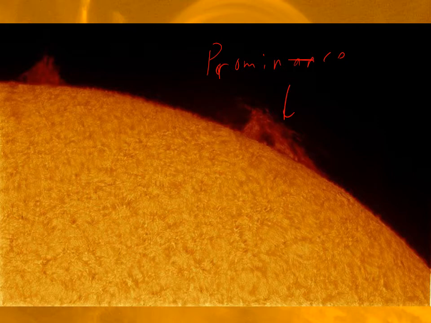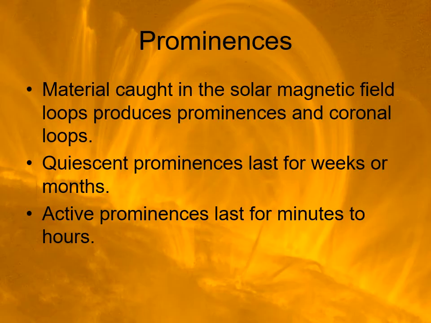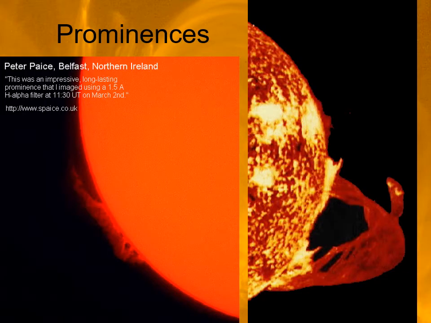And so that prominence looks like it's a big flame there, but there are different kinds of prominences. We have active prominences and quiescent prominences. The quiescent prominences will just hang there. Quiescent prominences can last for weeks and sometimes even months. Active prominences are much shorter. They last for minutes or hours.